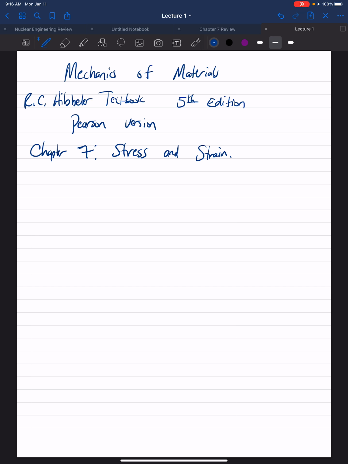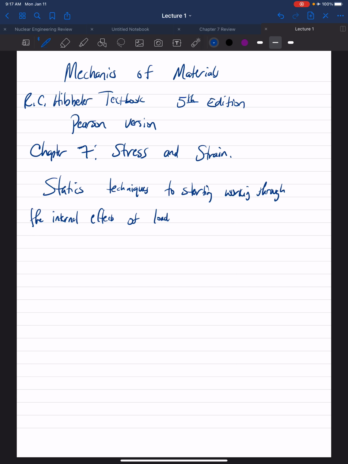And here we will use some of the concepts we learned in our statics semester: forces, moments, method of sections, method of joints, all the techniques we learned in our study of statics. To start, working through the internal effects of loadings.